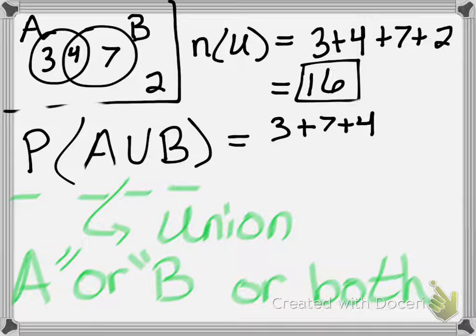The reason being, if you walk up to those 4 people and I ask, are you in group A or B? Are you in athletics or band? They would say, yes, I'm in both. I don't care which one you're in. I asked a yes or no question. Are you in A or B? Yes or no? They have to say yes. So they're included in this or union question.